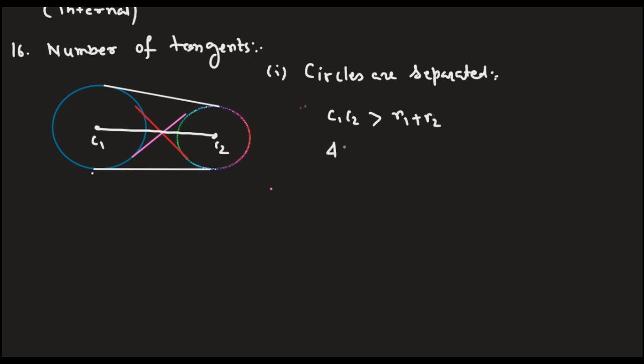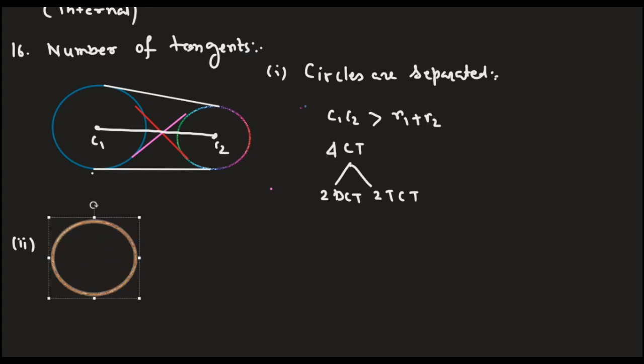So how many common tangents do you have? Four are there, and this can be divided into two parts: number 1, 2 DCT, direct common tangents, and 2 TCT, transverse common tangents. Now coming to the second case, suppose both the circles touch each other, then what will happen? This is the first circle, and now we are taking another circle also, and they are touching each other but externally.